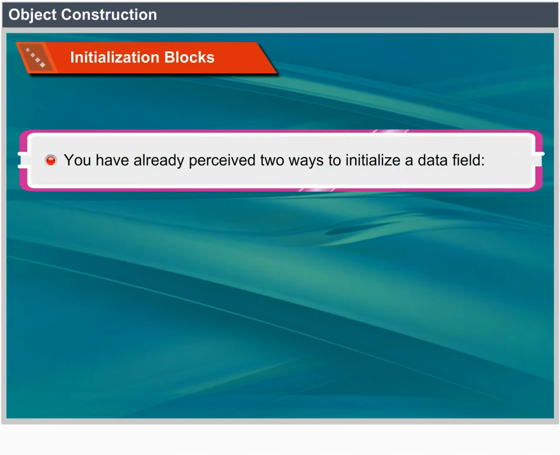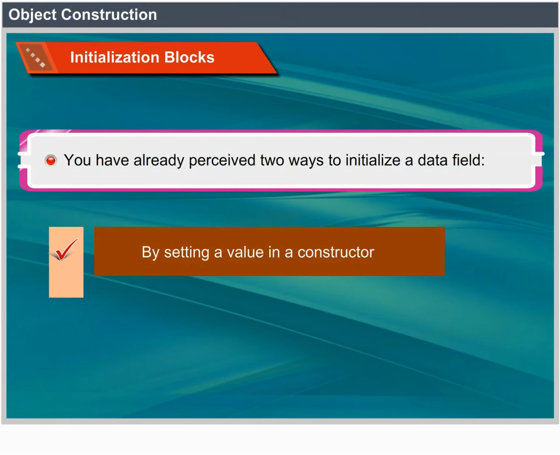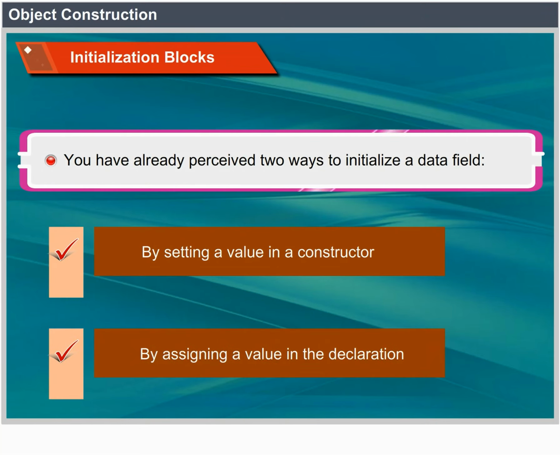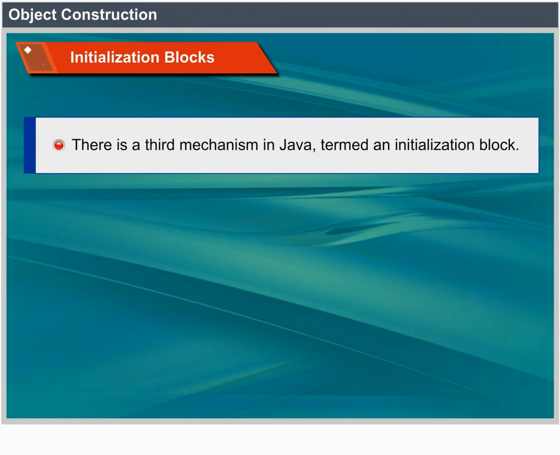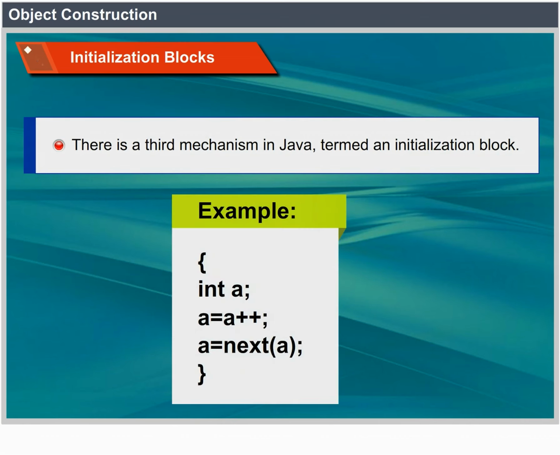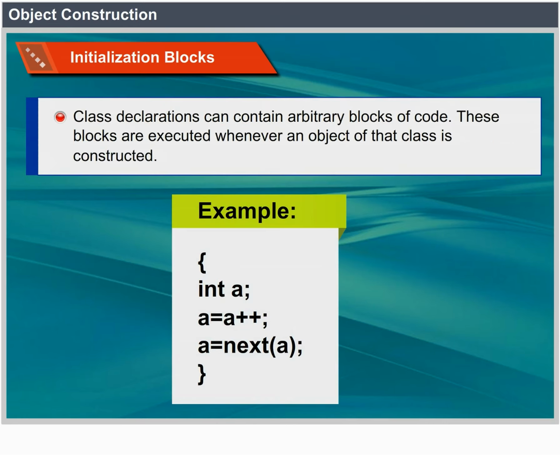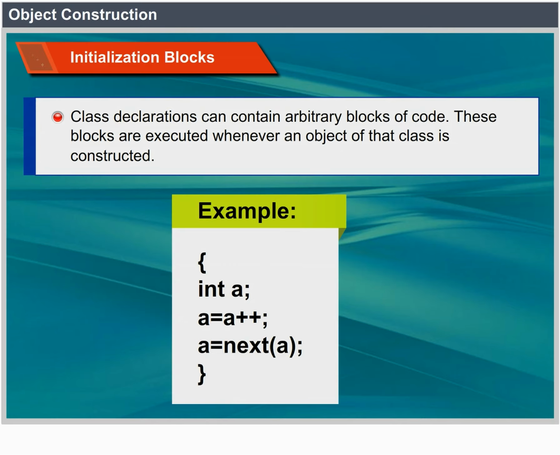Initialization blocks. You have already seen two ways to initialize a data field: by setting a value in a constructor, and by assigning a value in the declaration. There is a third mechanism in Java termed an initialization block. For example: { id = nextId; nextId++; }. Class declarations can contain arbitrary blocks of code. These blocks are executed whenever an object of that class is constructed.